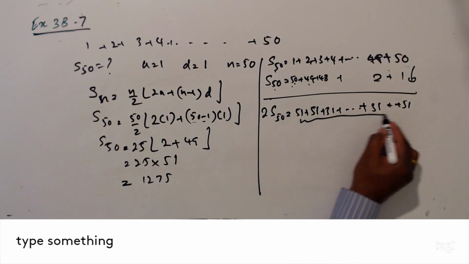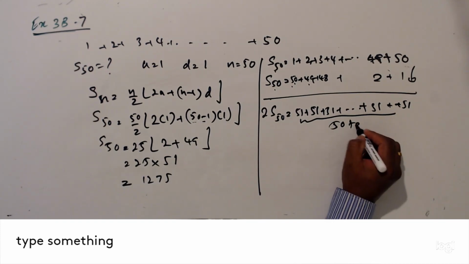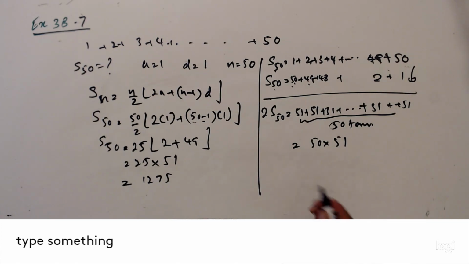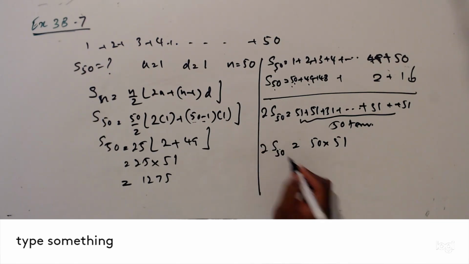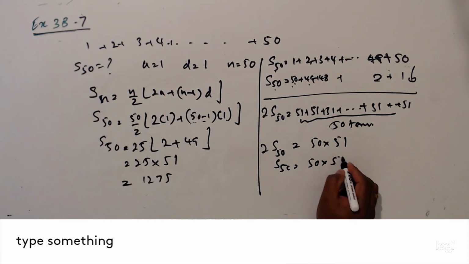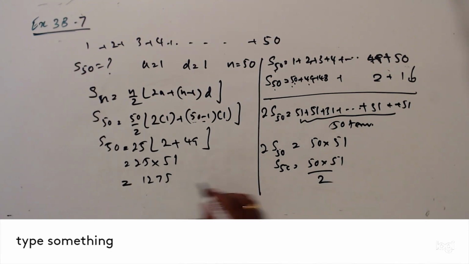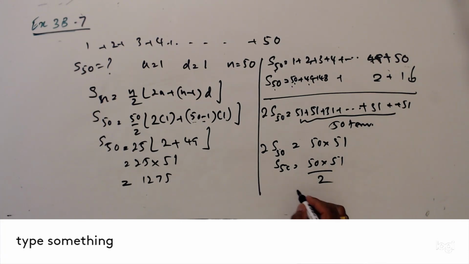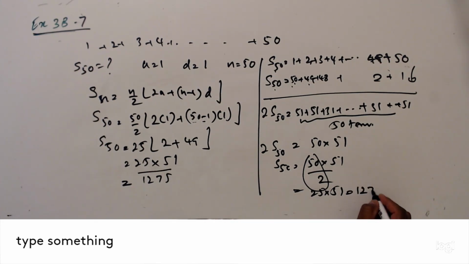Likewise, how many terms do we have? 50 terms. So then 50 times 51 equals 2 times S50. So S50 equals 50 times 51 over 2, that is 50 divided by 2 is 25, times 51, that is 1275.